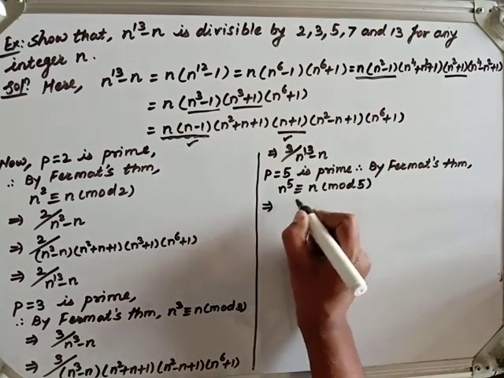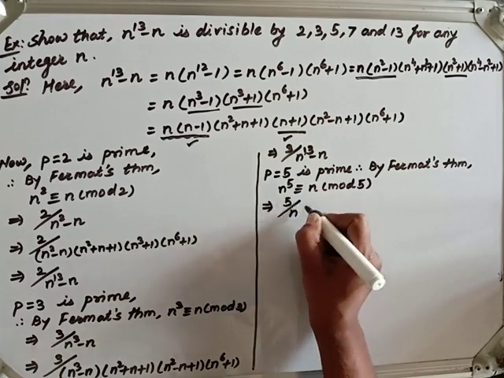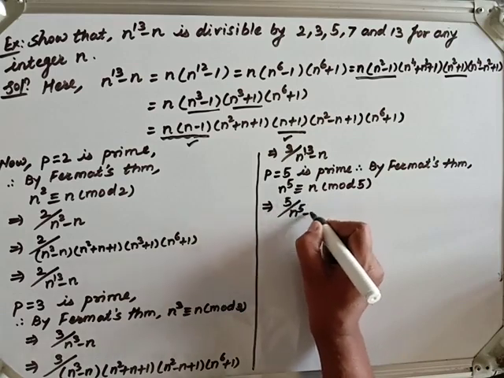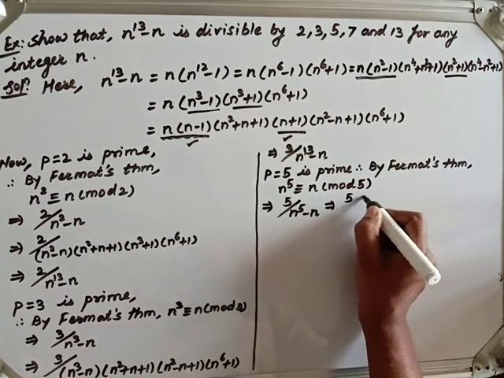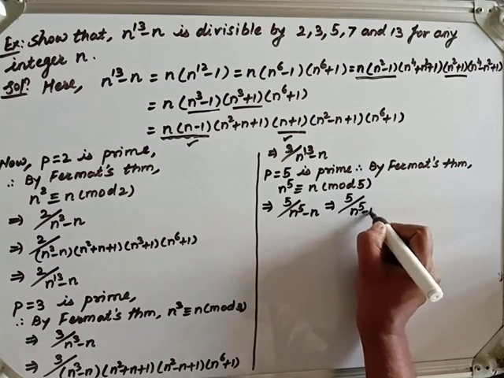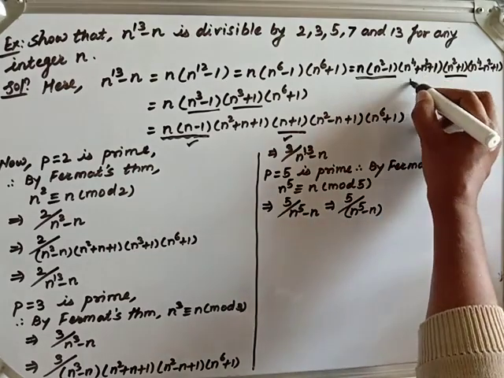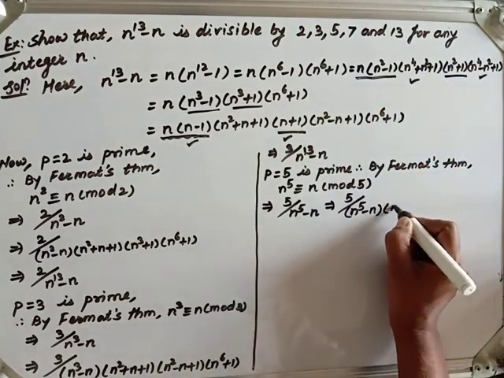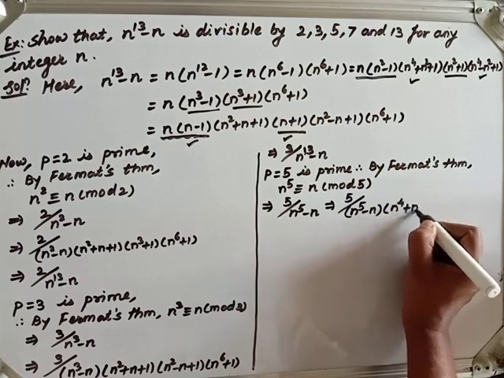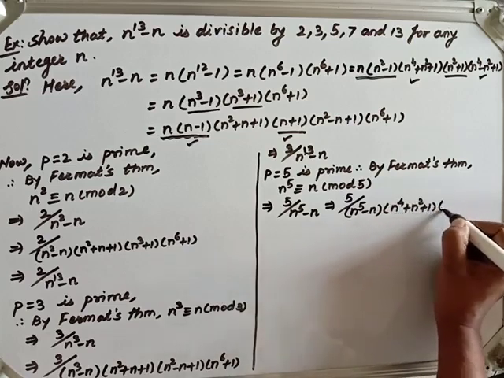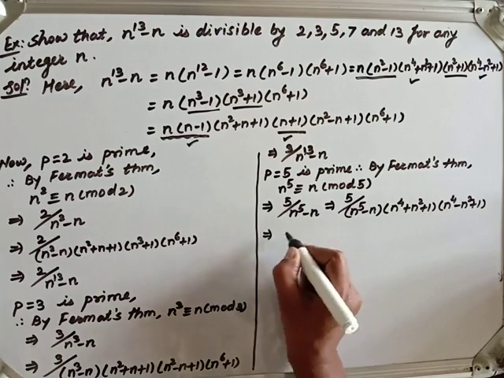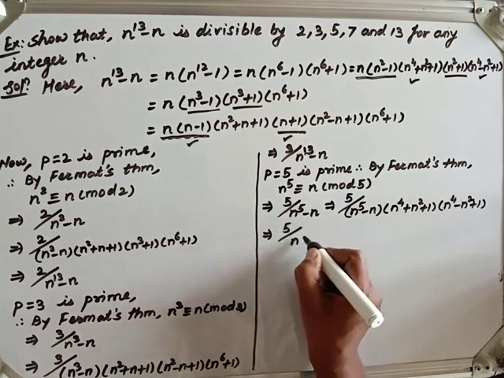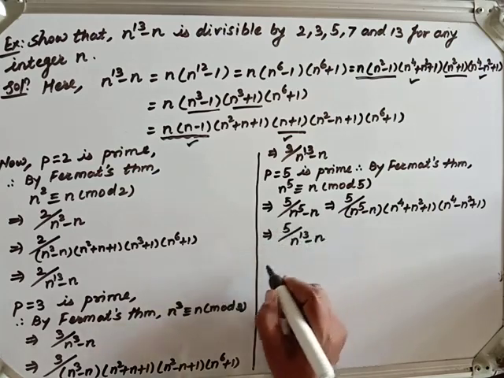This gives 5 divides n raised to 5 minus n. That is equivalent to say 5 divides n raised to 5 minus n into these two brackets are left. So n raised to 4 plus n square plus 1 into n raised to 4 minus n square plus 1. Fine. So this gives 5 divides n raised to 13 minus n.